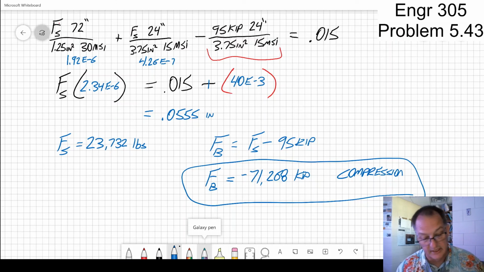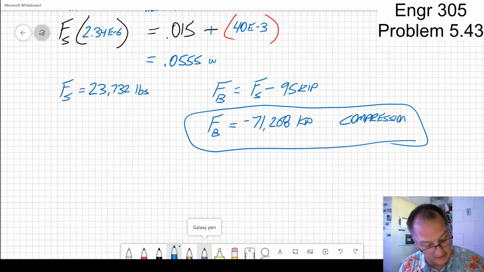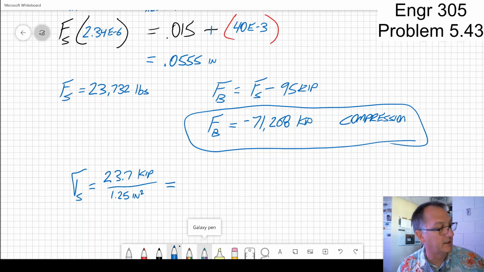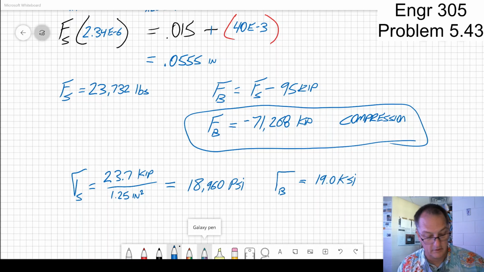The system works. Now, if you want to go back in and calculate stresses, stress in the steel is equal to the force in the steel, 23.7 kip, over area of the steel, which now at this point I remember is 1.5 inches squared. We can calculate that. Stress in the steel, 18,960. The stress in the bronze, 19,000, just a little higher. Kind of interesting the way they posed that.